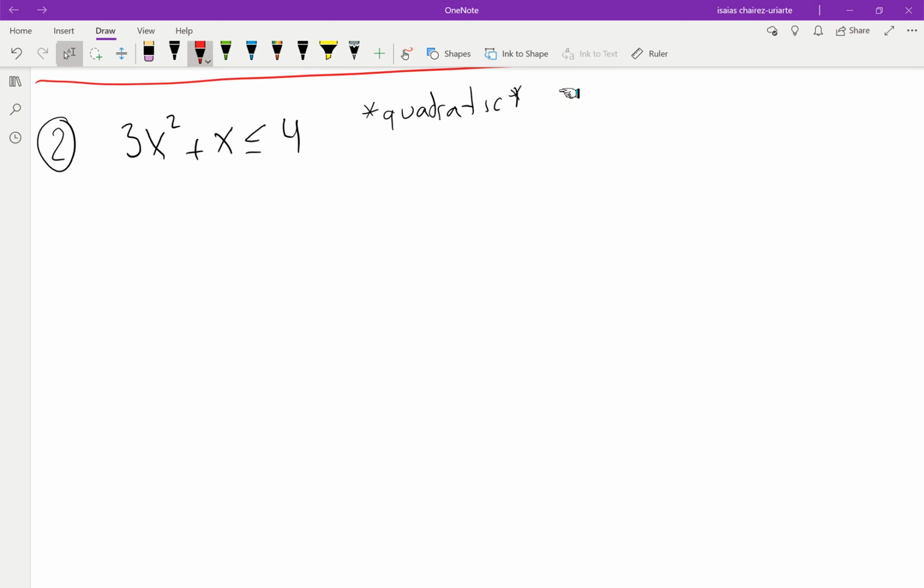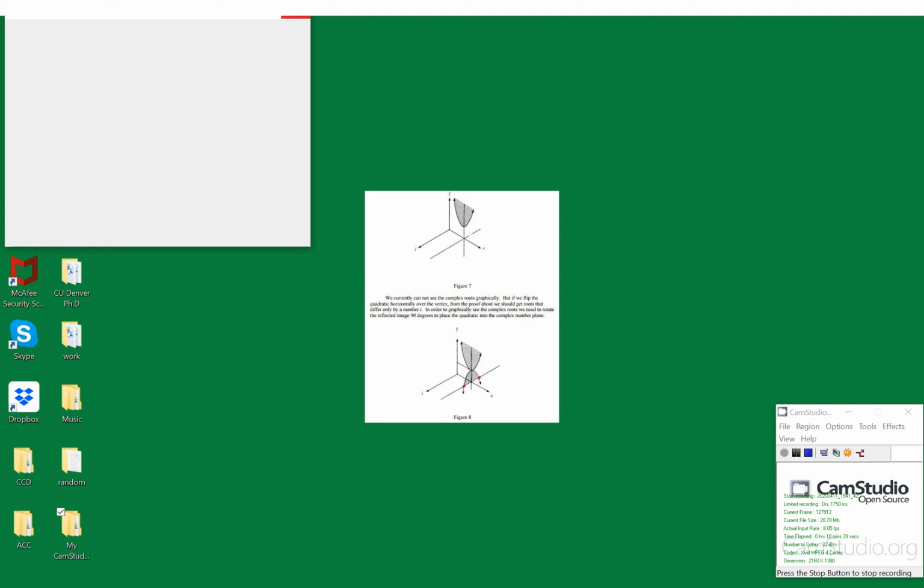Okay, so the first thing I'm going to do is set it equal to 0. I'm just having some issues here with OneNote. Let's see, give me 1 second. Sorry, my computer's freaking out.